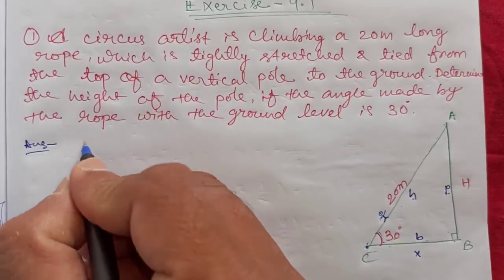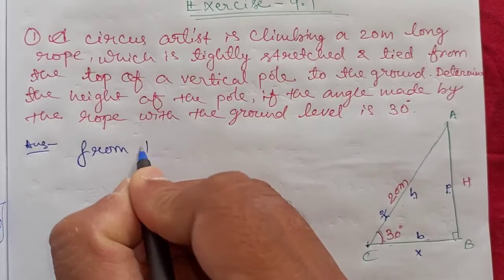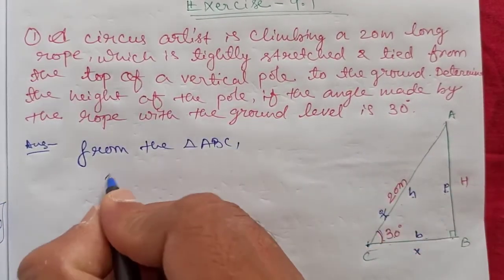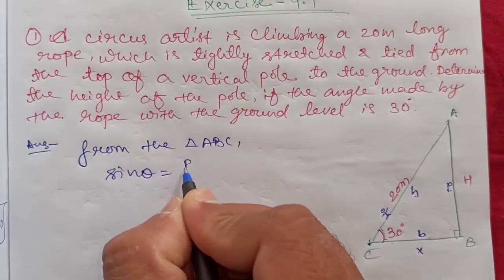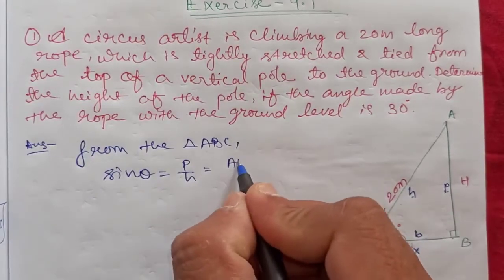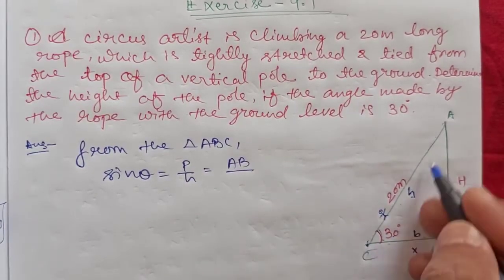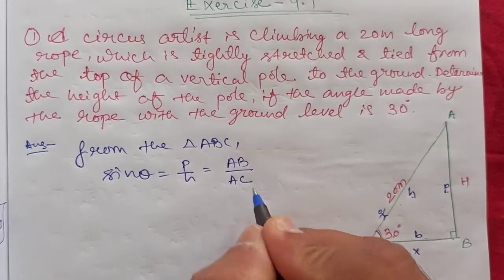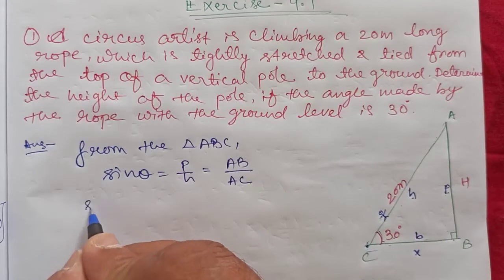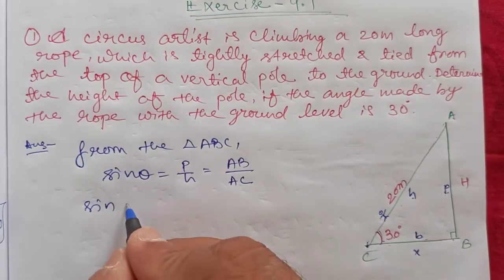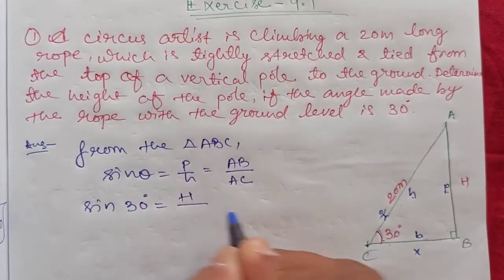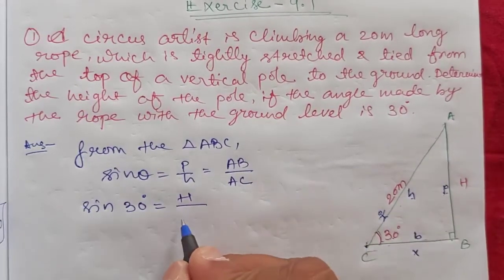So first of all, from the triangle ABC, sin theta equals P by H. What is P? P is AB. What is H? H is the hypotenuse, that is AC. Sin theta is perpendicular by hypotenuse, that is AB by AC. Theta is how much? 30 degrees. AB is H, the height we are finding out. AC is 20, we got.